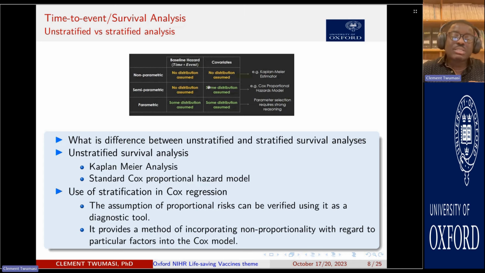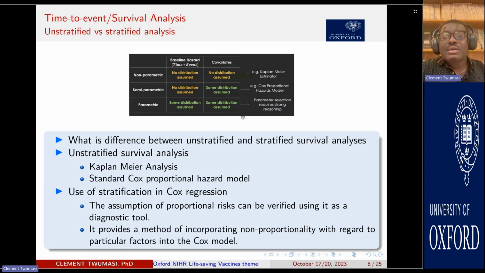So we'll touch a bit on these, since it's one of the most used classes of models when you talk about survival analysis, especially in health studies. For the parametric, we have different types of parametric survival models, but this particular presentation is just going to focus on the non-parametric and the semi-parametric case.